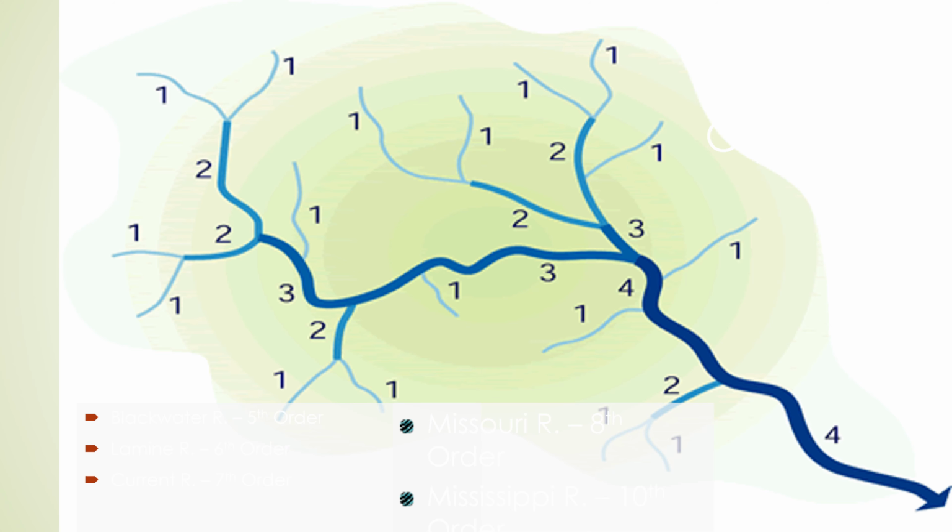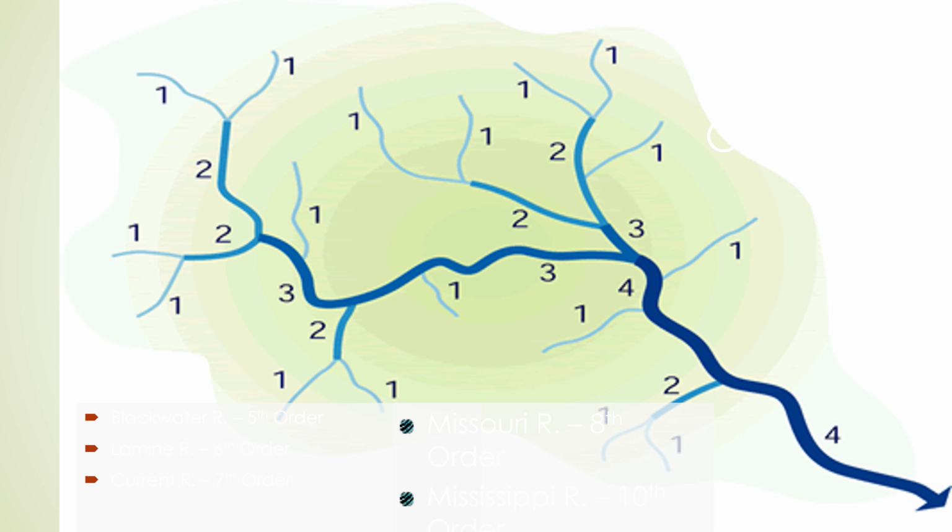This figure illustrates how a stream's order is determined: first order, second order, third order, and so on. A second order stream is formed only when two first order streams converge. A third order stream is formed only when two second order streams converge, and so on.